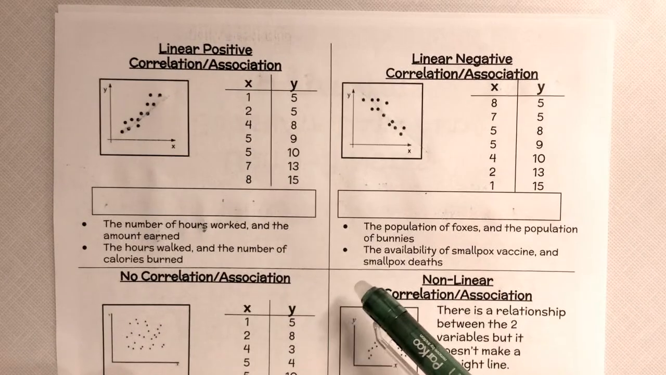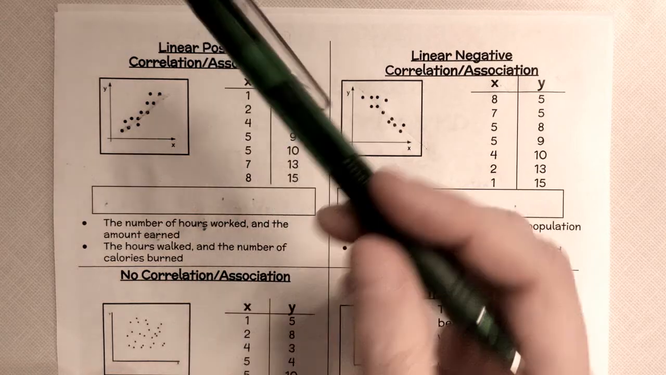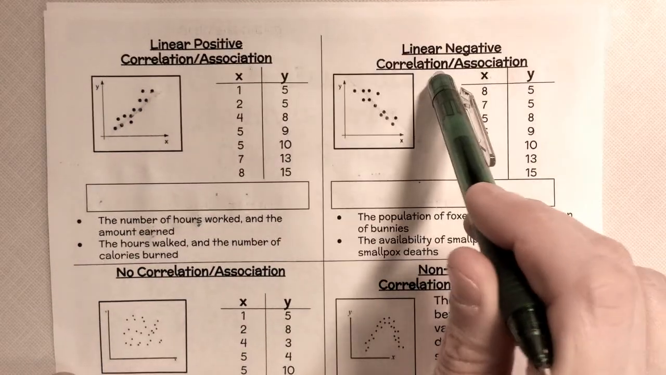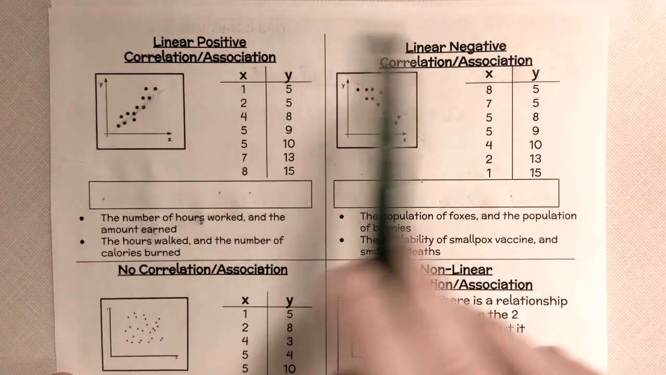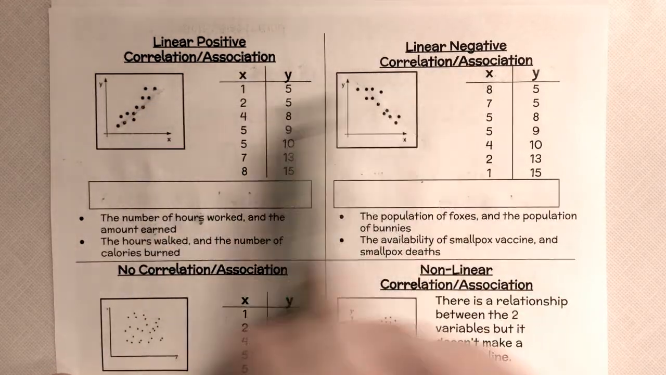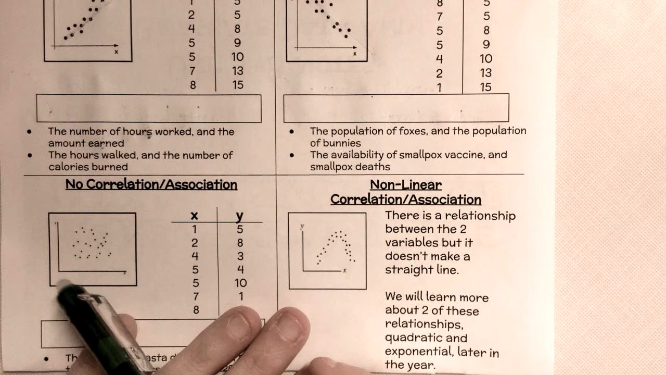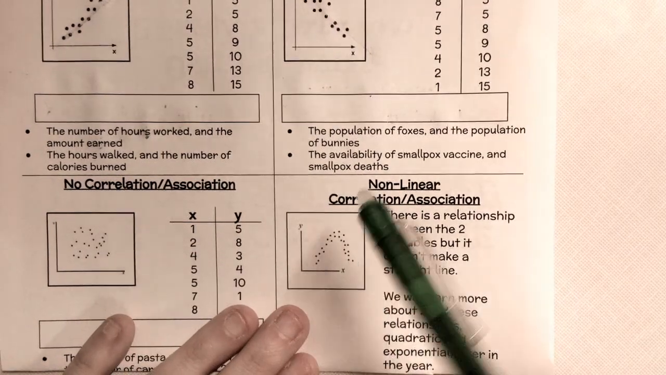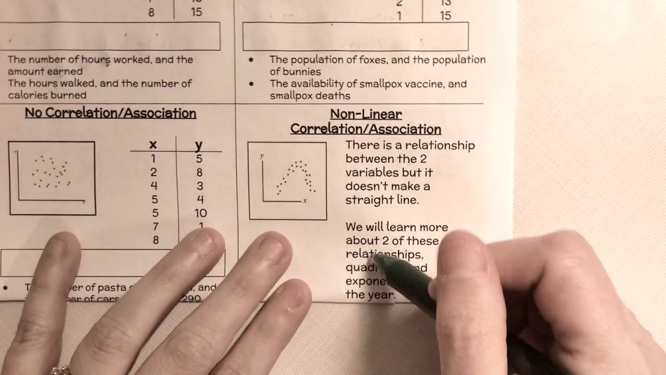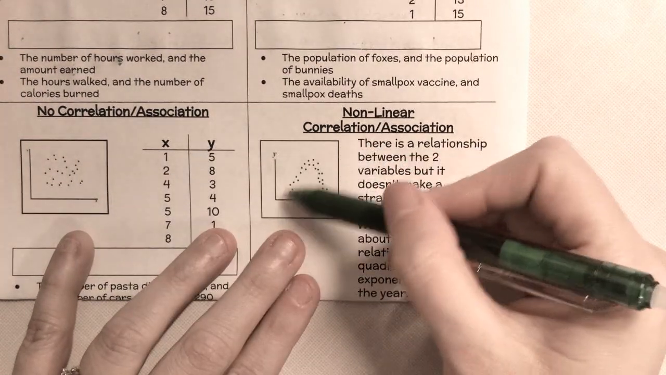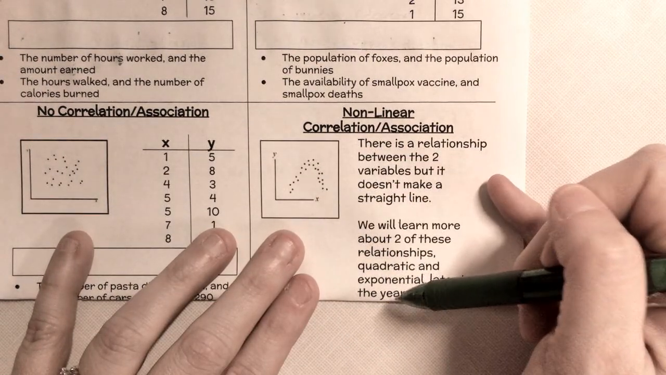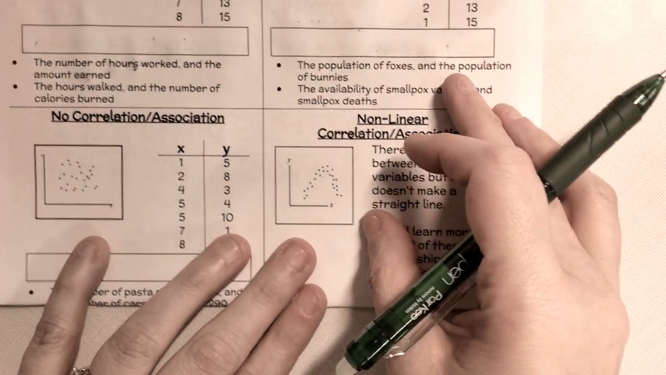So we have four different types of relationships or associations that we're going to be looking at. We have linear positive, linear negative, no correlation, or nonlinear. Linear positive and negative are most of what we're going to be working with in this unit. We're going to be identifying no correlation and nonlinear. And when we get to Unit 3 and Unit 6, we'll talk about quadratics in Unit 3, and about exponential scatter plots in Unit 6.